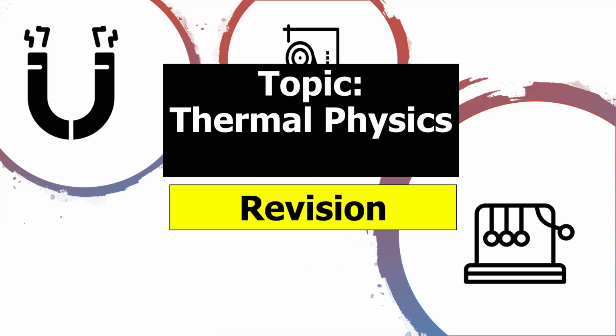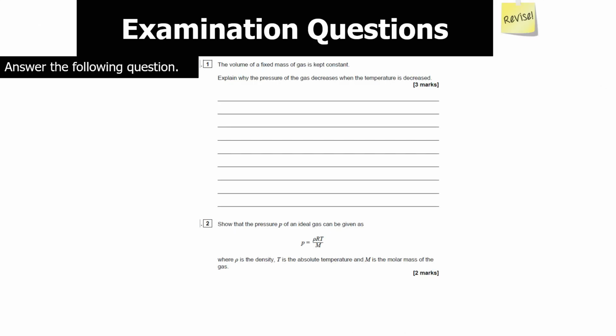Let's now have a few questions on thermal physics. The first question says the volume of a fixed mass of gas is kept constant. Explain why the pressure of the gas decreases when the temperature is decreased. Then show that the pressure P of an ideal gas can be given with the equation P equals ρRT over M, where ρ is the density, T is the absolute temperature, and M is the molar mass of the gas. So pause the video now, then unpause the video when you want to go through your answer.